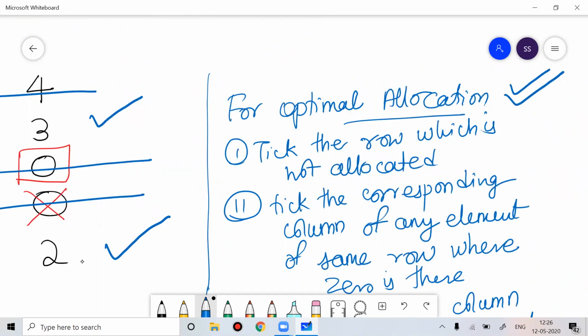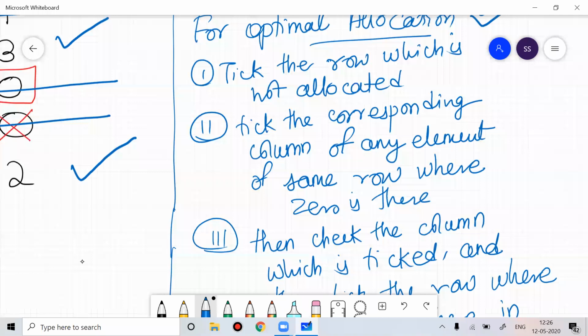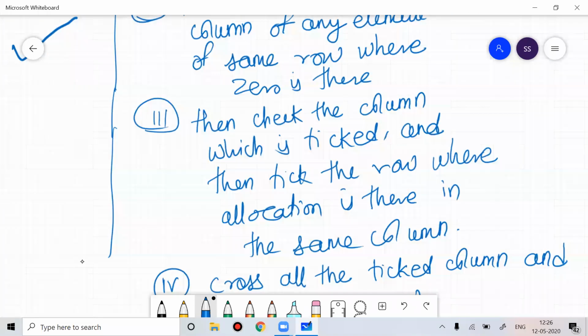We tick the row which is not allocated. Inside that row we see where the zeros are, so we tick the column corresponding to each zero. Then we go inside that column, see where the allocation is, and tick that row. Then we draw a line over the ticked column and the unticked row.